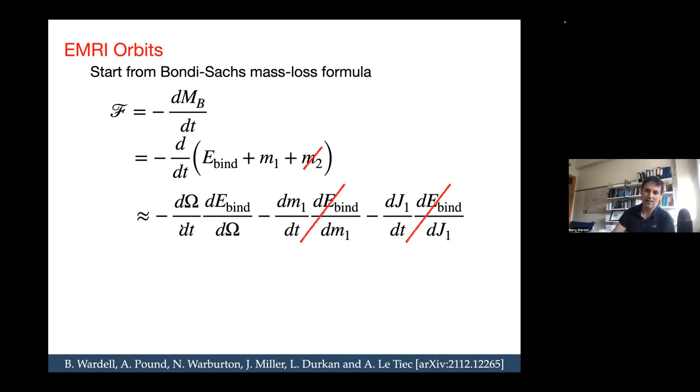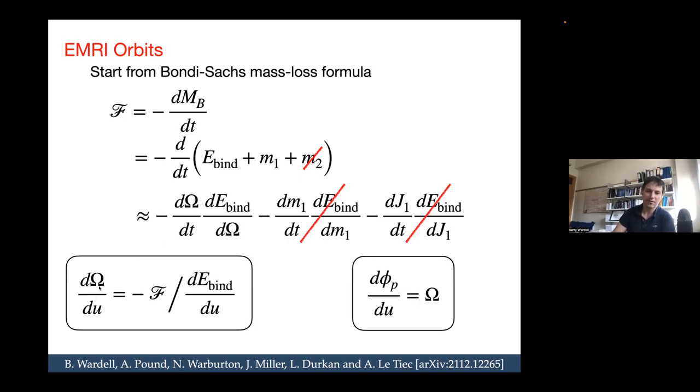So this now gives us, if we rearrange this equation, an equation for d omega dt is just the flux over dE d omega. I seem to have a typo there. So in other words, we now have an equation for how omega changes with time. U here is retarded time, so we can just replace it with t. So we have this equation that tells us how omega evolves with time. All we need for that is this flux of gravitational waves and the binding energy of the system.